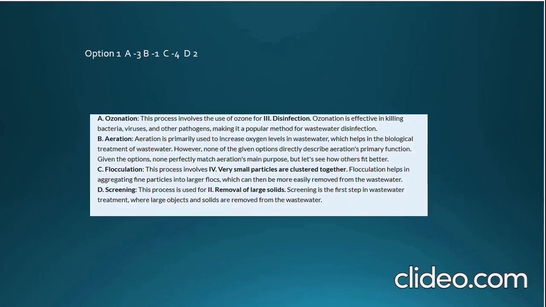C. Flocculation. This involves very small particles being clustered together. Flocculation helps in aggregating fine particles into larger flocks, which can be more easily removed from the wastewater. D. Screening. This process is used for removal of large solids. Screening is the first step in wastewater treatment, where large objects and solids are removed from the wastewater.